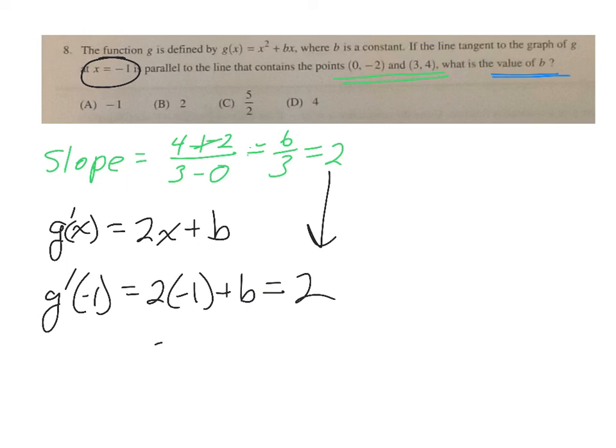So now I get -2 plus b equals 2, and if we move that over, we're going to get b equals 4. So not too bad on that one.